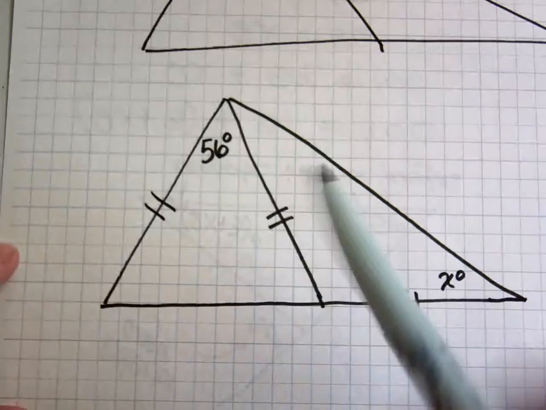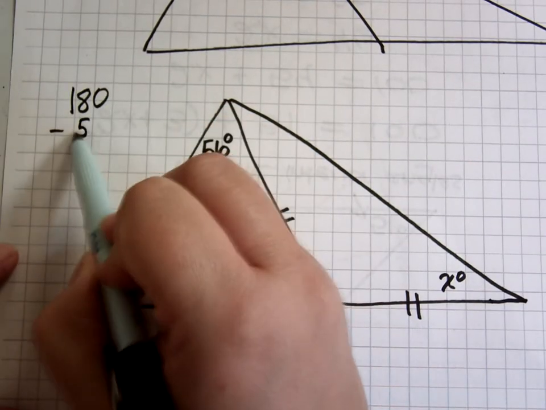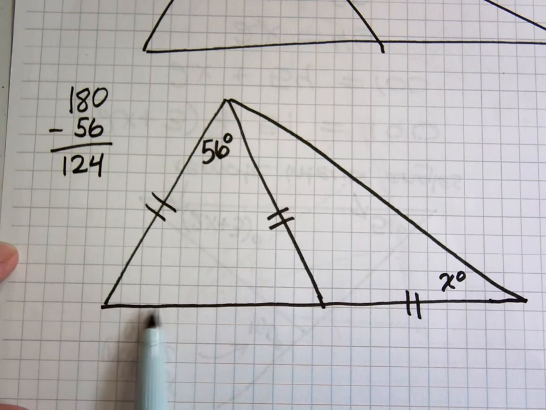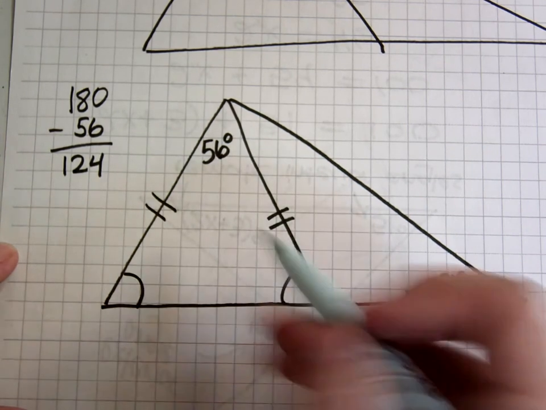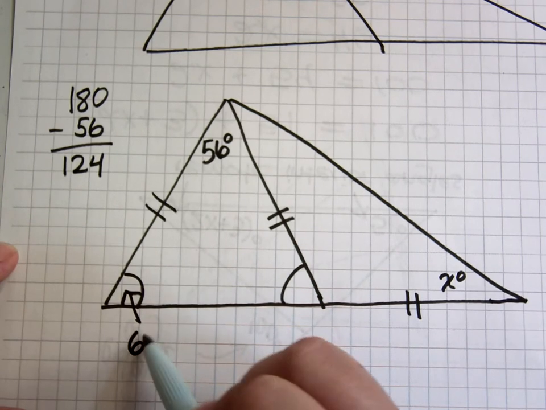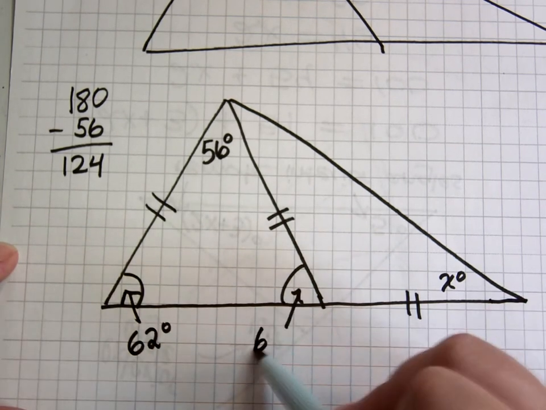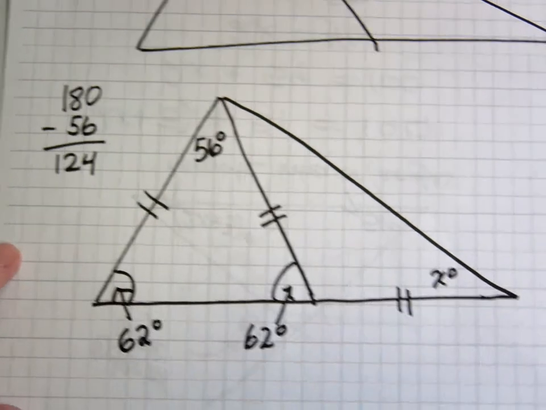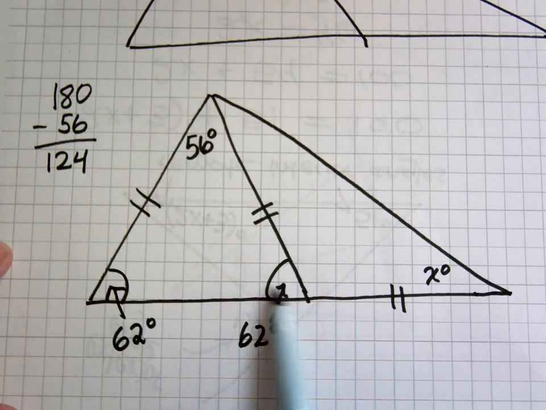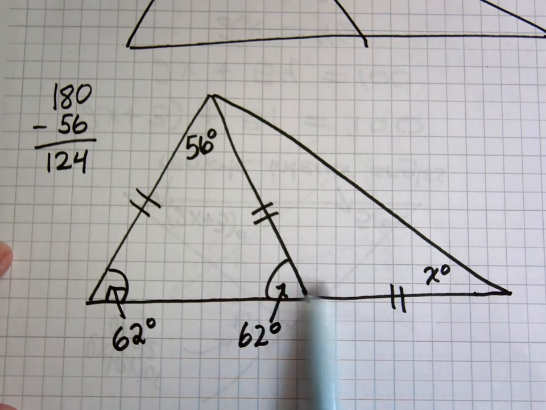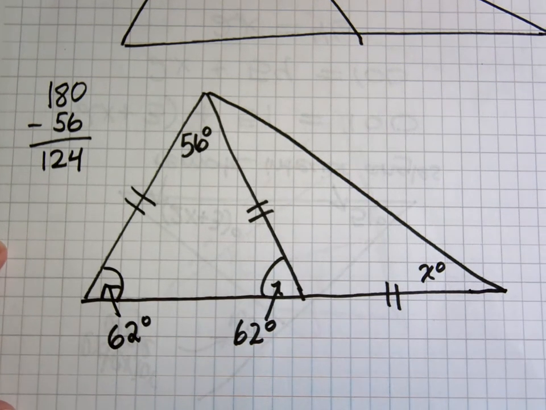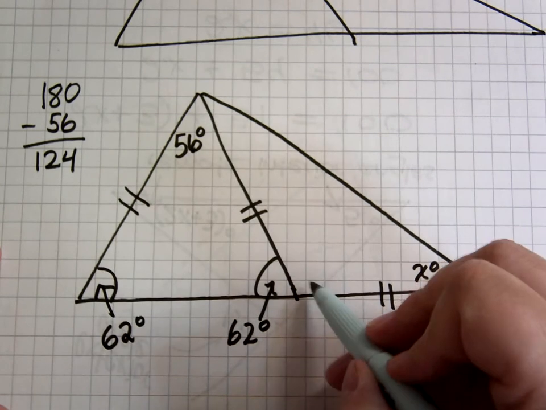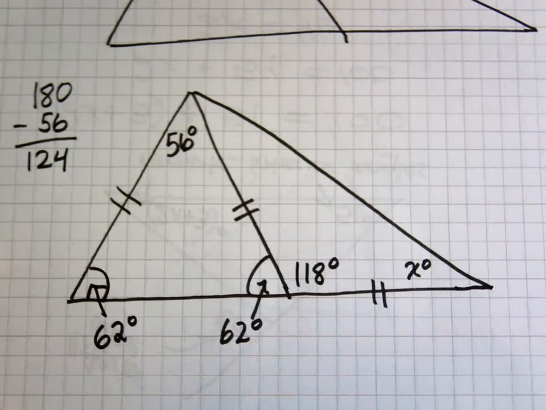If this is the vertex angle, then if I take that out of 180, whatever's left has to be split equally between these two angles because they are base angles. So these two angles add up to 124, and each of them is the same. If I divide 124 by 2, I get 62 degrees here and 62 degrees here. Now that enables me to come over to this triangle because I know that this 62-degree angle and this angle are a linear pair. So this angle should be the supplement of 62 degrees. 180 minus 62 gives me 118 here.